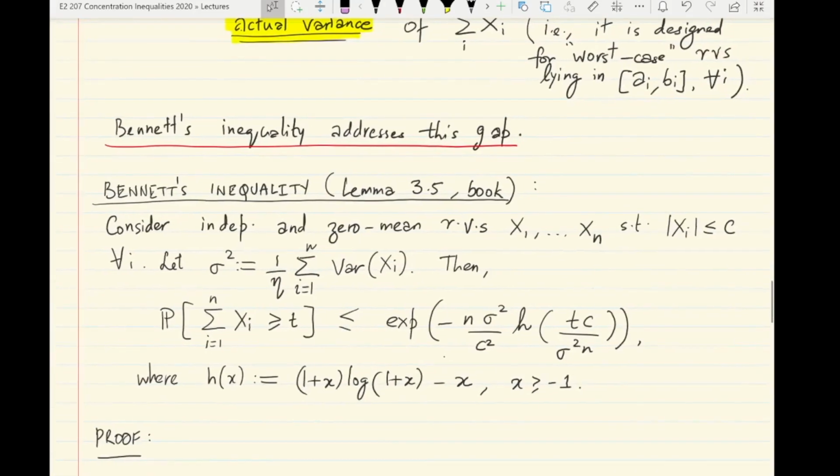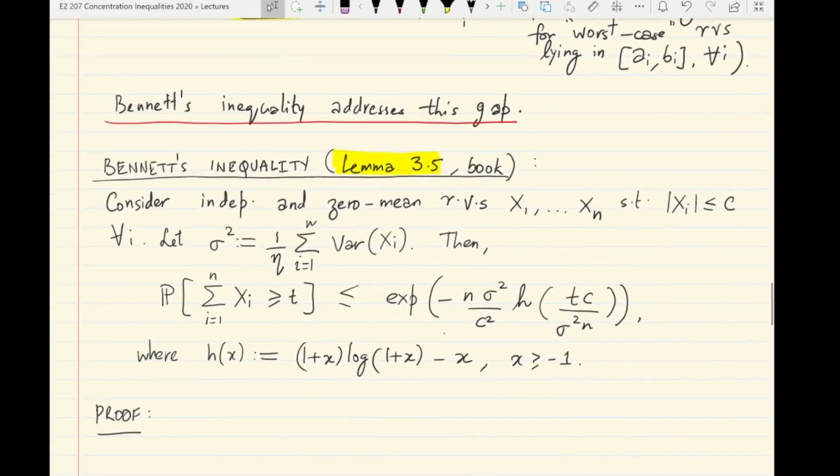And so one version of Bennett's inequality is as follows. It's also lemma 3.5 in the book. So let's take independent and zero mean random variables x1 through xn, where each of them is bounded. It's the same setting as Hoeffding's inequality. So a bunch of independent zero mean bounded random variables, and let sigma square be their average variance. Okay. So this is not n here, I should say.